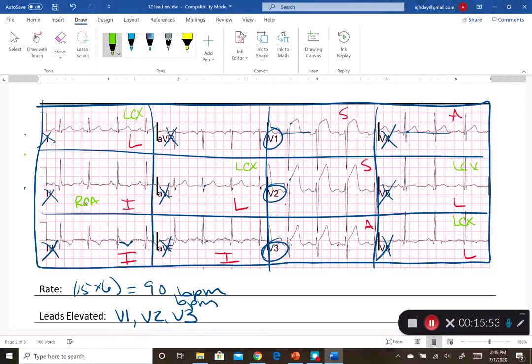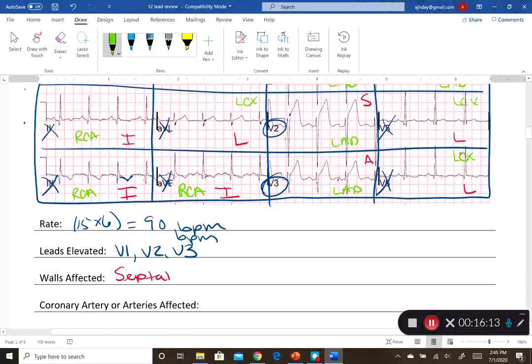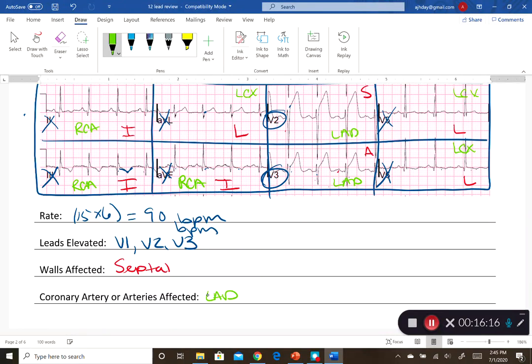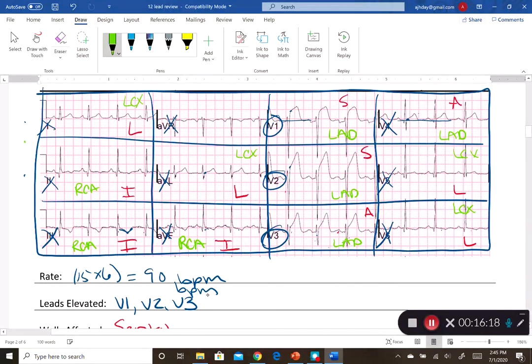My inferior is my RCA, so go ahead and label that. And then my septal and anterior is going to be in my left anterior descending. So really important that I know that my LAD is where my problem is, because it's a really big artery to be blocked. So I'm expecting this patient is probably going to be unstable. So it's my LAD.